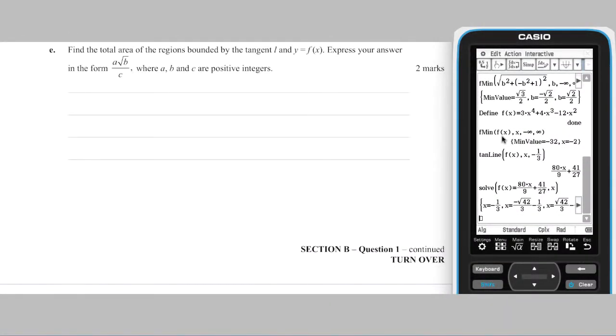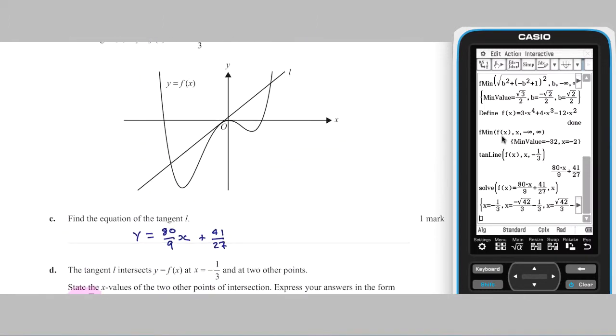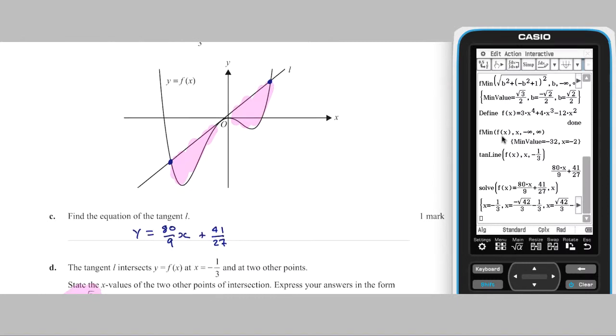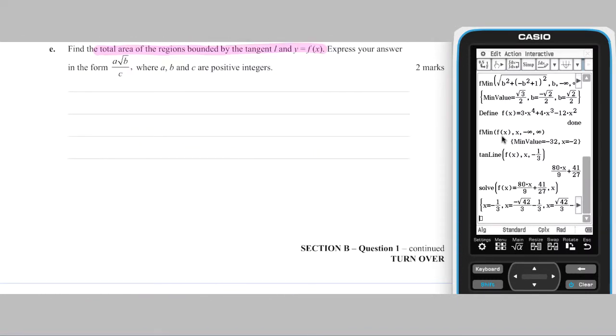Part E. In this part we are asked to find the total area bounded by the tangent and f of x. Looking back at our graph, that will be this area and this area, which we can find by integrating from the first intersection point to the last, as the tangent lies above the function across that whole region. This area can be found by integrating from -1 minus root 42 over 3 to -1 plus root 42 over 3 of the line L minus the function f of x.